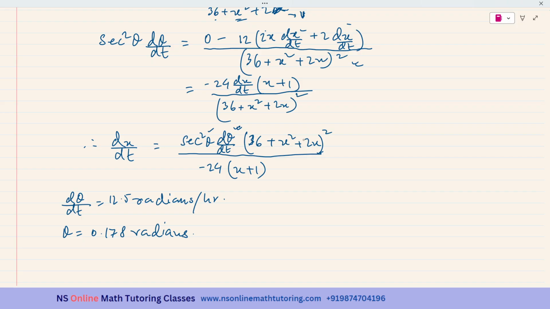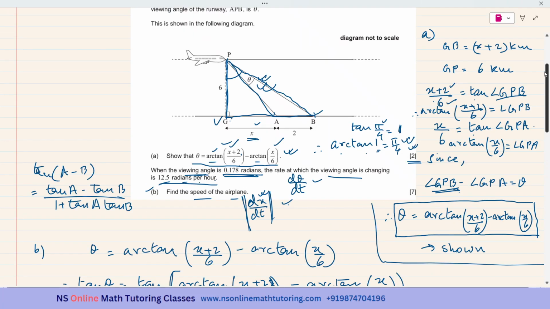But what about x? We do not know the value of x. We have to know the value of x. How do we know the value of x? Again, we come to this original equation, the only equation given to us to be shown. We will be taking the help of this equation, theta equal to arctan of (x plus 2) over 6 minus arctan of x over 6.